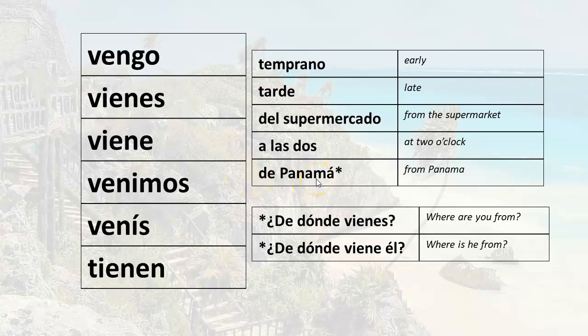If I want to say we are coming early, venimos temprano. We are coming late, venimos tarde. We are coming from the supermarket, venimos del supermercado. We are coming at 2, venimos a las 2. We are from Panama, venimos de Panama. So those are just some examples of the many things that you can say with the information here on the screen.